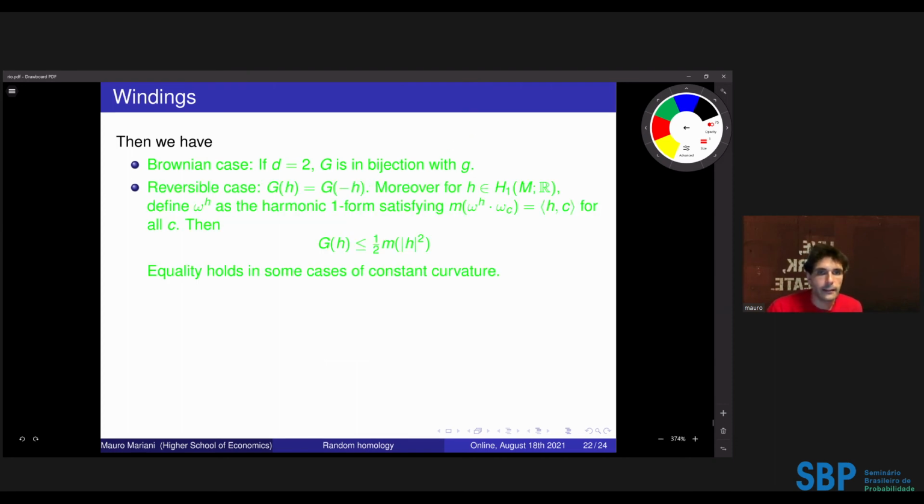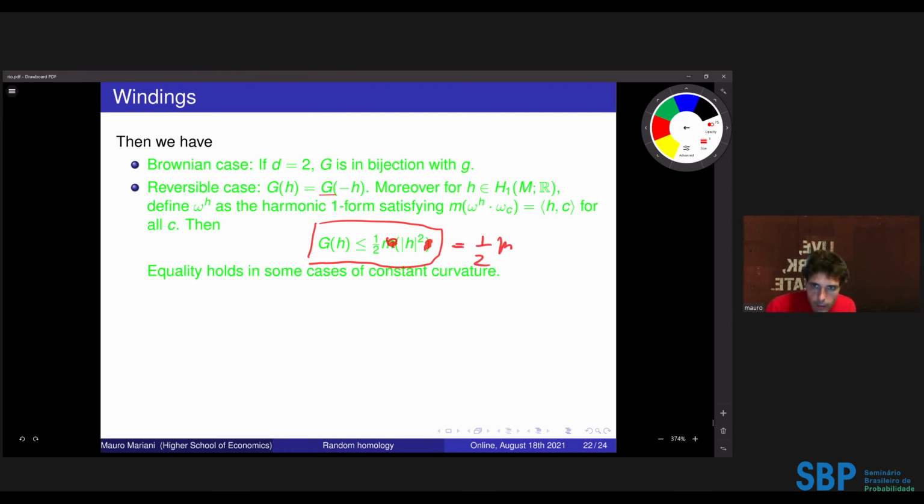So in the reversible case, of course, G of H is equal to G of minus H and G of 0 is 0 because the process forward and backward have the same law. It doesn't depend on the initial data, this rate has the same law. And moreover, you have a quadratic bound with the so-called matrix period. So homology is like R^d for some d, and you have a sort of canonical scalar product on this R^d that depends on the metric. And this rate is bounded by this quadratic form. Sorry, I just have to write here H square.